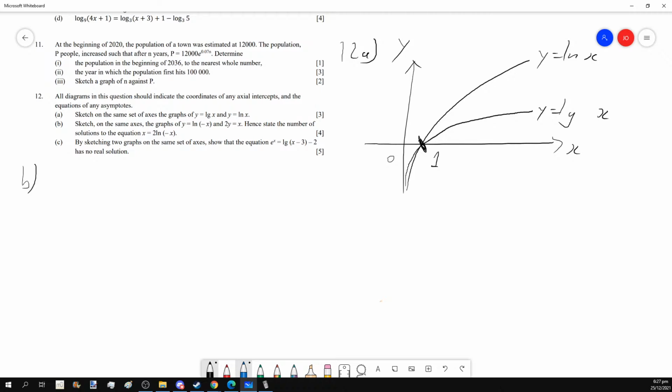For part B, they ask us to sketch on the same axis the graph of ln negative x and 2y equals x. Straight away we have a gigantic problem. Wait a minute, ln negative x? What does this mean? For ln negative x, don't panic. If you think about it, it's just the same as ln x, except the person who gets eaten up has an extra minus sign slapped onto him.